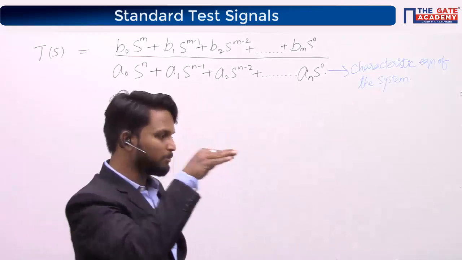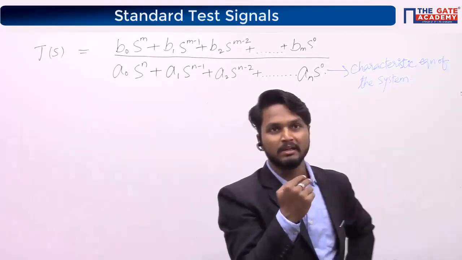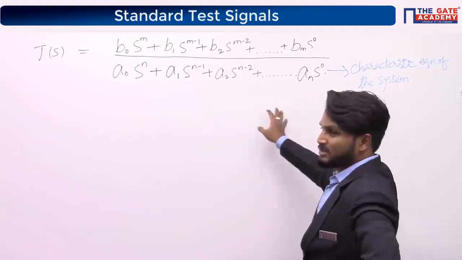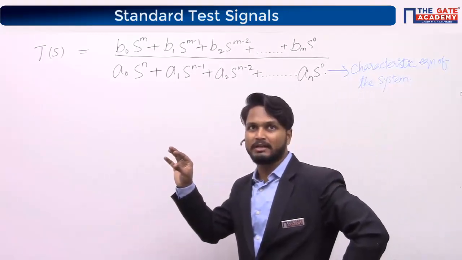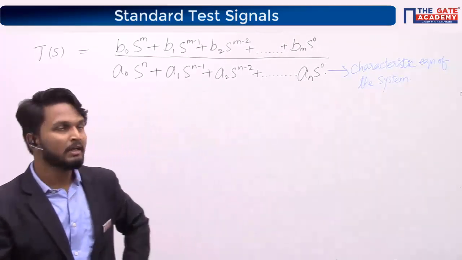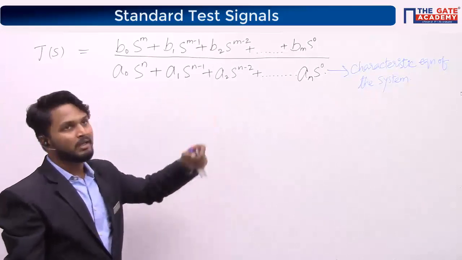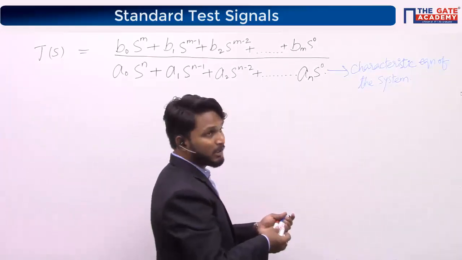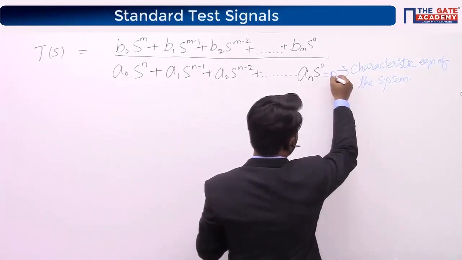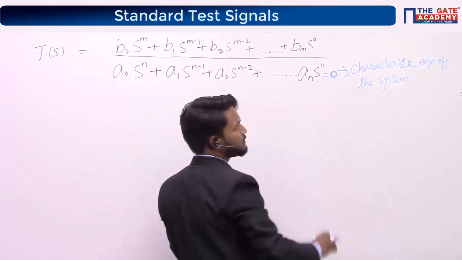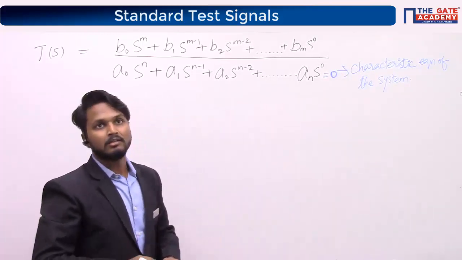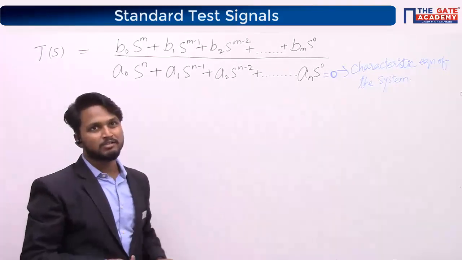If you are giving some input, the system is responding by giving its appropriate output. So the system's response depends on what? It depends upon the roots of this polynomial. That is the reason why this polynomial, when made equal to 0, becomes an equation. When this is equated to 0, then this is an equation, and that particular equation is called what?